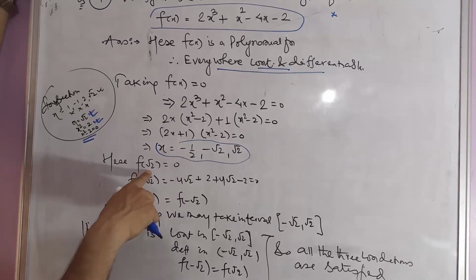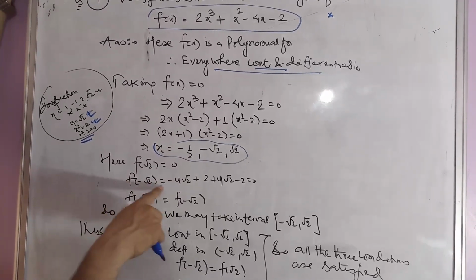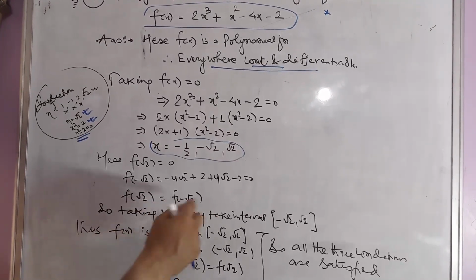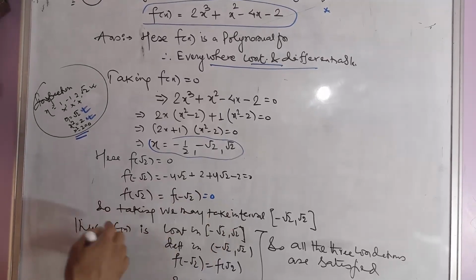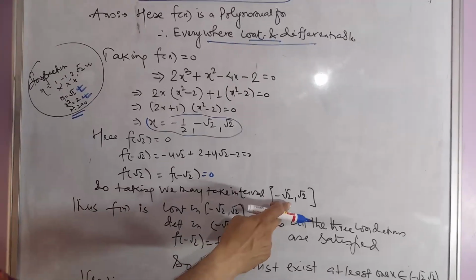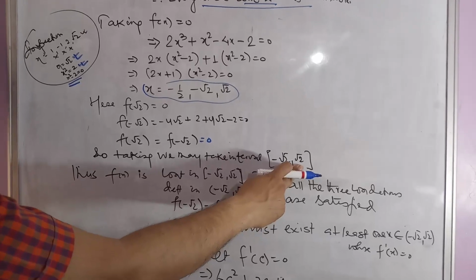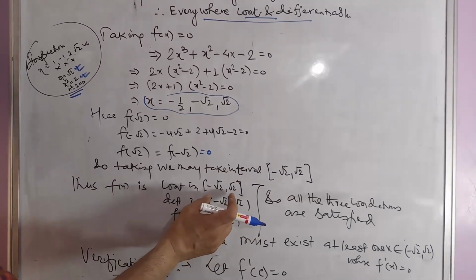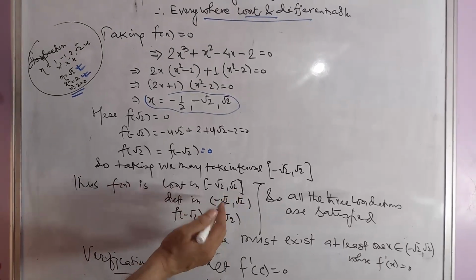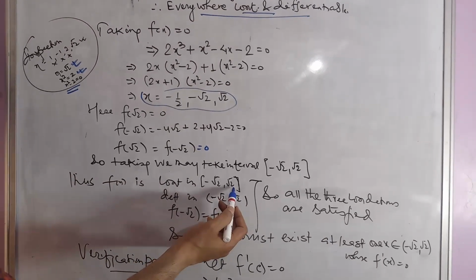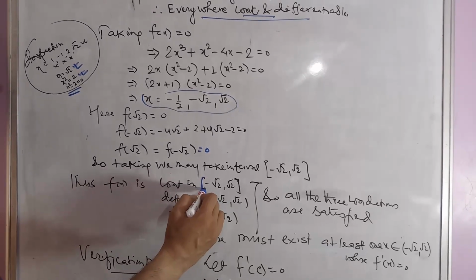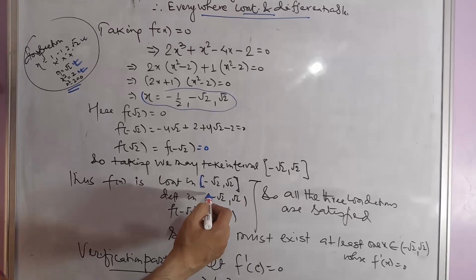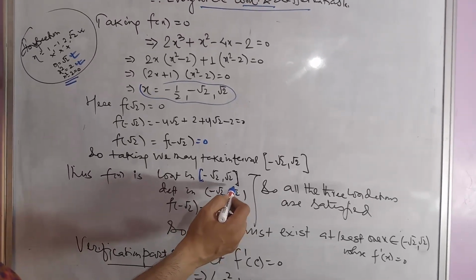We see f of root 2 equal to 0, f of minus root 2 equal to 0. So f of root 2, f of minus root 2 both equal to 0. So we can take the interval minus root 2 to root 2. Function is everywhere continuous and differentiable. So continuous in its proper subset, minus root 2 to plus root 2. Always take care here. In case of continuity, we take closed interval. In case of differentiability, take open interval.